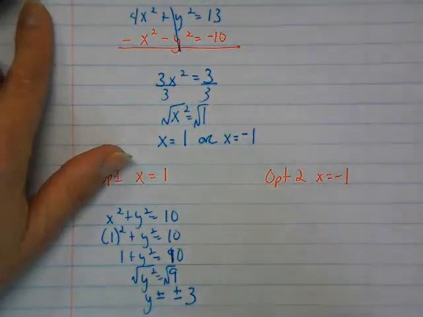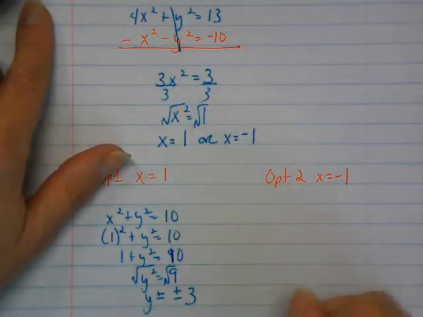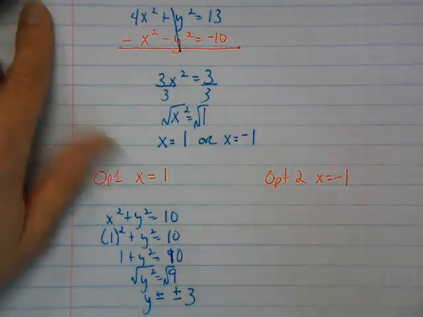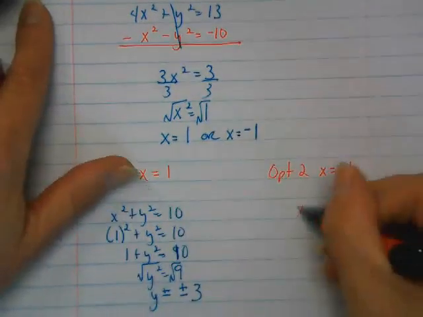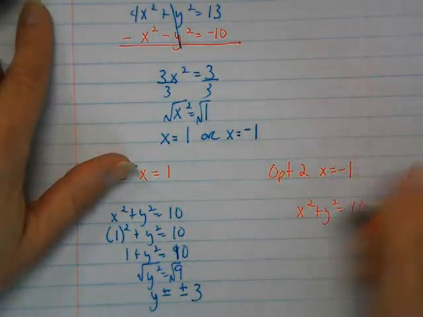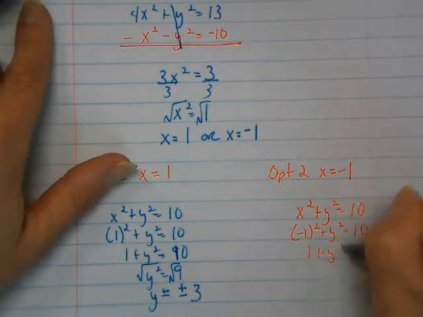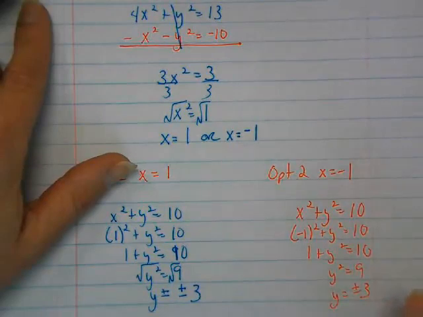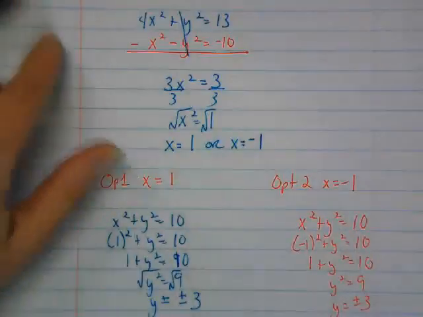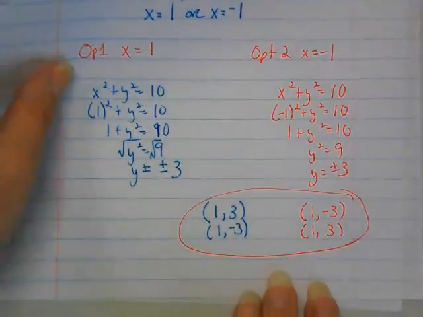Alright, so let's go ahead and write down. When x is 1, I get a positive 3. When x is 1, I get a negative 3. Now let's plug in the negative 1 and see what we get. So x squared plus y squared equals 10. Negative 1 squared plus y squared equals 10. Oh, look at here. It's going to lead us to the exact same equation. So y again is plus or minus 3. So I get 1, negative 3, 1, 3. So this time I have 4 solutions to this problem.